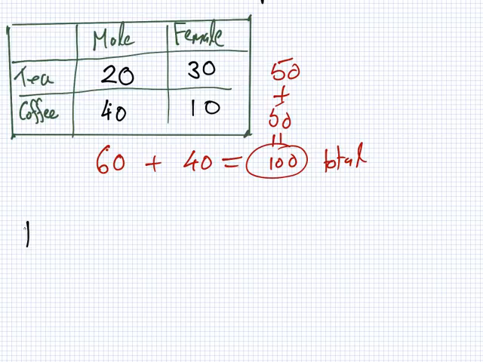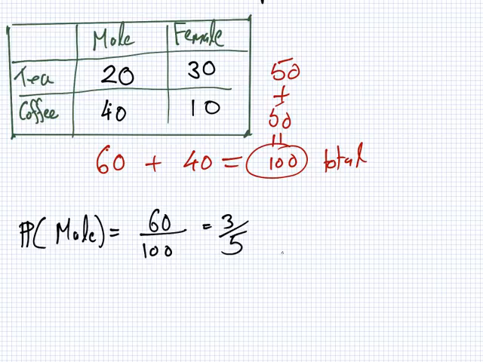So our first probability question. What is the probability that if you pick someone at random from the group, that person you pick will be a male? Well, how many people are there altogether? 100. And how many of them are male? 60. So, 3 out of 5. And likewise, probability that the person will be female? 40 over 100, which is 2 over 5.